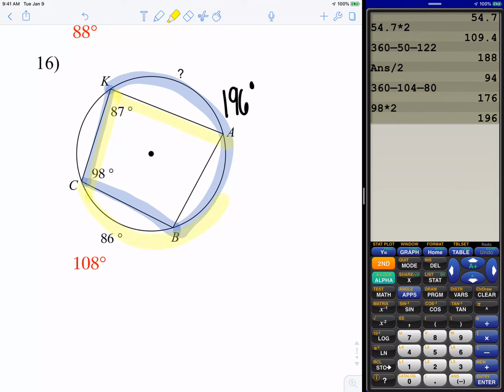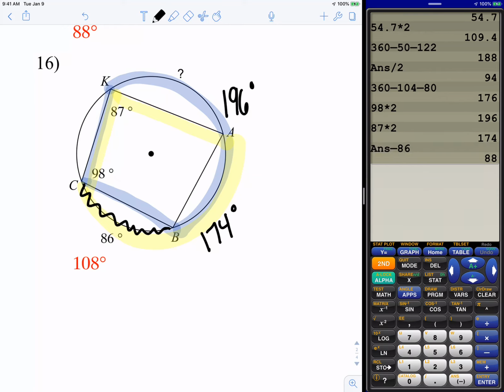So if I double 87 degrees, I'll have the yellow arc, CBA. All right, so 87 times 2 leaves me with 174 degrees. Now this time, I do know how that 174 is split up. 86 of it is right here from C to B. So I'll subtract the 86 and get 88. So this much from B to A is 88.